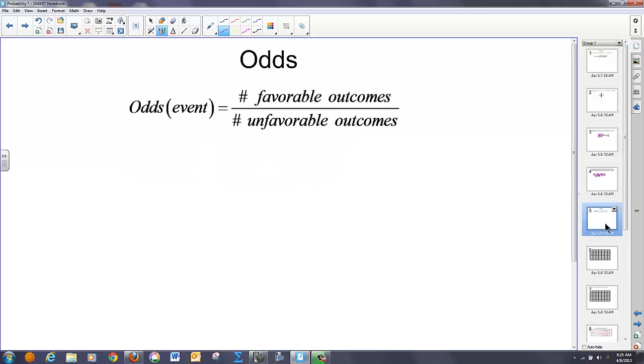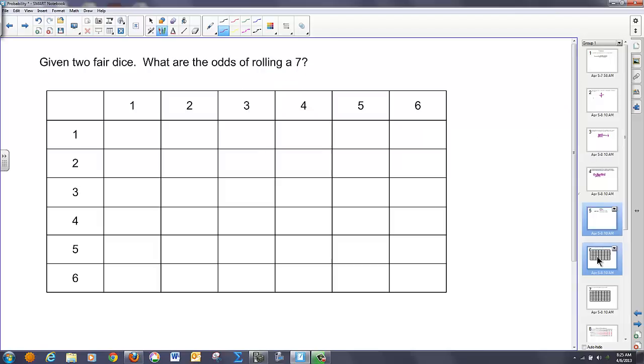So now we talk odds, which is a variation of probability. Odds is calculated by the number of favorable outcomes, just like probability, but in the denominator we put that over the unfavorable outcomes, whereas probability talks about all the total outcomes. So let's do an odds problem with a little different technique. We're going to look at 2 dice being rolled. We call them 2 fair dice because they aren't weighted or anything like that. We want to know the odds of rolling a 7.